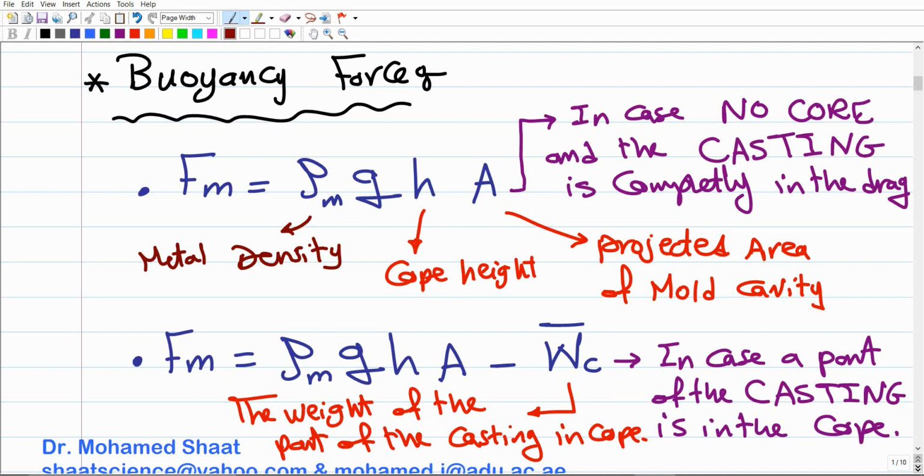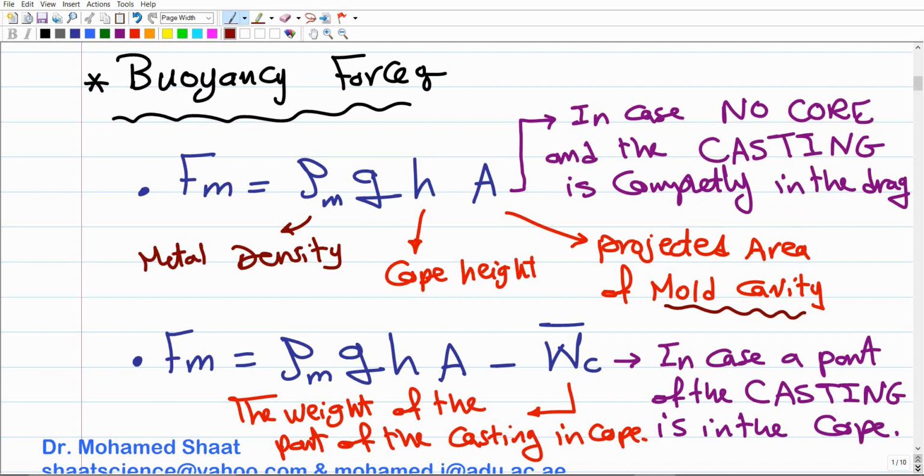What is the projected area? As we discussed, if you look at the shape from the top, you're going to see a projection of the casting or the mold cavity. Actually, it should be the projected area of the mold cavity, and I'm going to show you when we solve some examples how we can calculate this projected area in more detail. But this formula is considered in case we don't have any core, and in addition the casting is completely located in the drag.